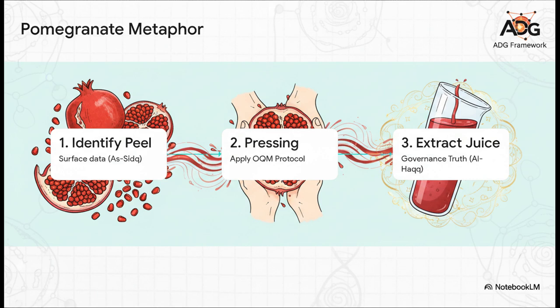Okay, so picture this. You've got a pomegranate. That represents any event, any human behavior you're looking at. First, you toss the peel, right? That's all the useless noise, the opinions, the headlines. What you're left with is the pulp and seeds. That's the raw, observable data. Now comes the important part. You press it. You apply this intense, focused analysis to squeeze out the juice. And that juice, that's the good stuff. That's the underlying principle, the governance truth.